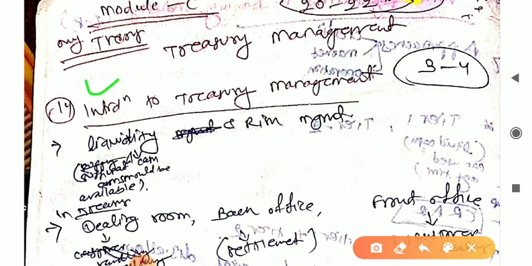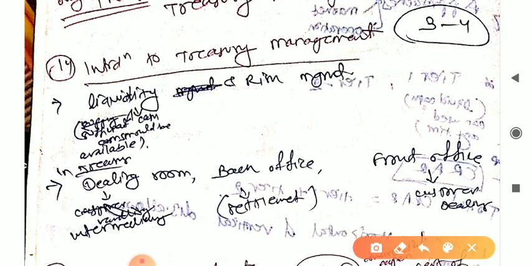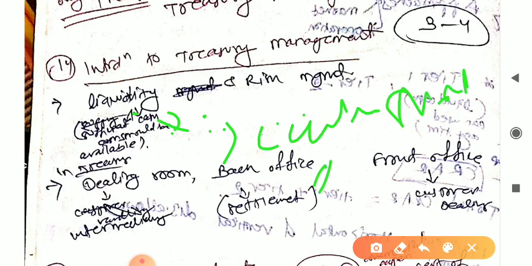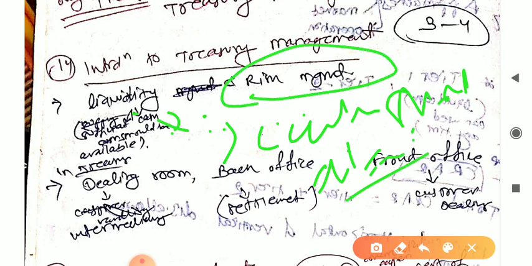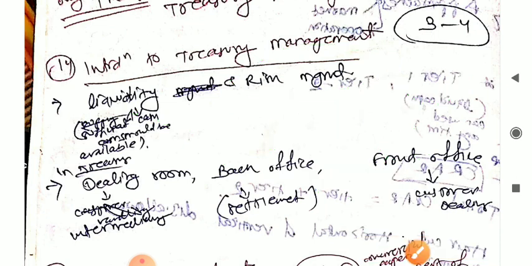Next, introduction to Treasury Management. Here in this introduction, it will cover 3 to 4 mark questions. These are some basics: what is liquidity and risk management. What do you mean by liquidity? Liquidity means sufficient cash should be available. And there will be some risk in treasury management, and how to manage all those risks. These are some basic things you can easily cover.